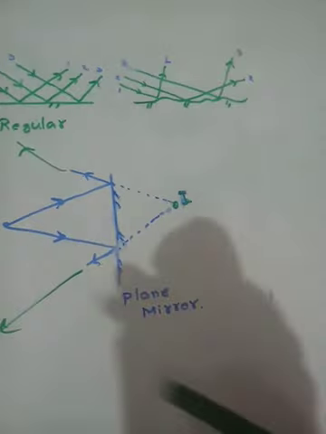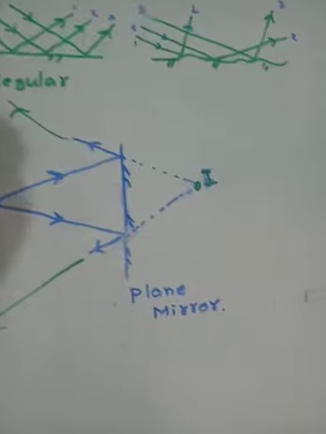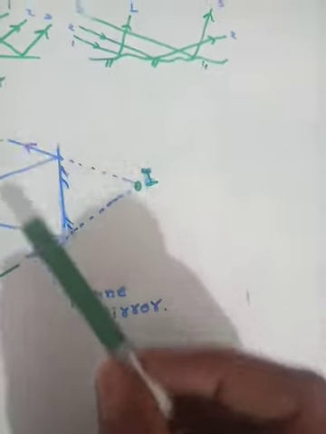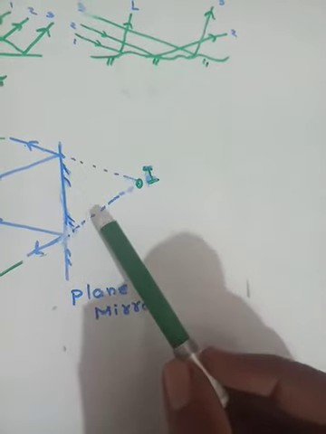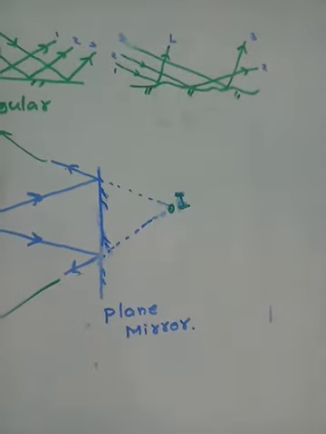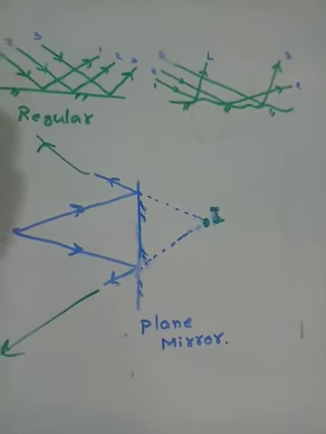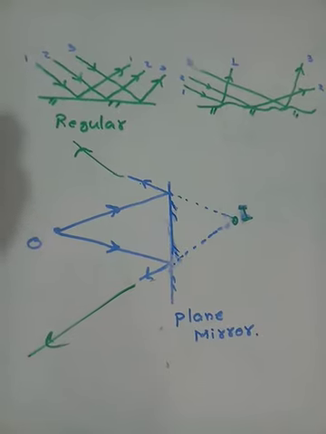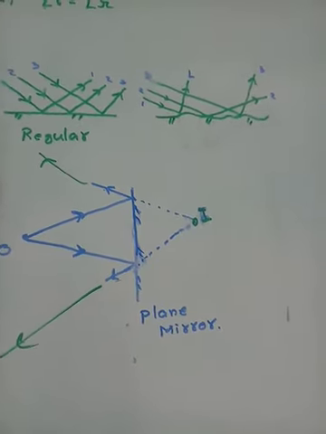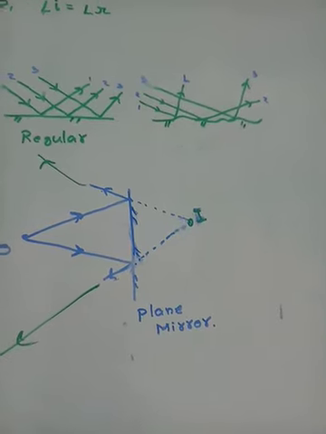Now, if the rays of light meet in the forward direction, then the image is real. But in this case, they are not meeting in the forward direction, they are meeting in the backward direction. So the image formed now, what kind of image is it? It is a virtual image. So a plane mirror always forms what type of images? It always forms virtual images.